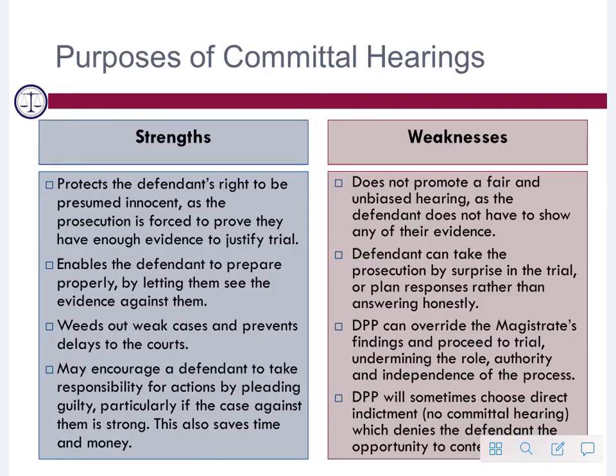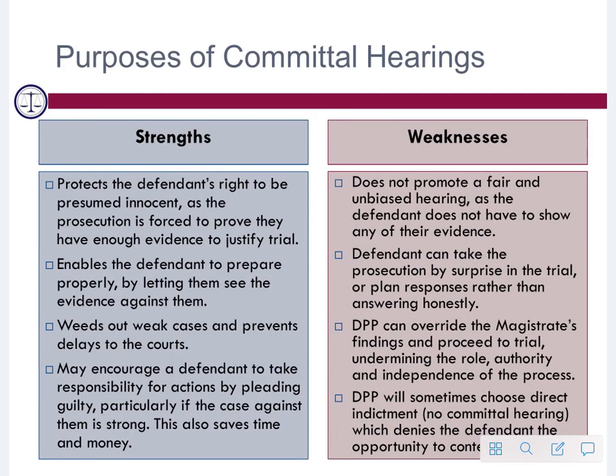A strength of committal hearings is that it protects the defendant's right to be presumed innocent, as the prosecution is forced to prove that they have enough evidence to justify having a trial. A corresponding weakness to this is that committal hearings do not promote a fair and unbiased hearing, as the defendant does not have to show any of their evidence.